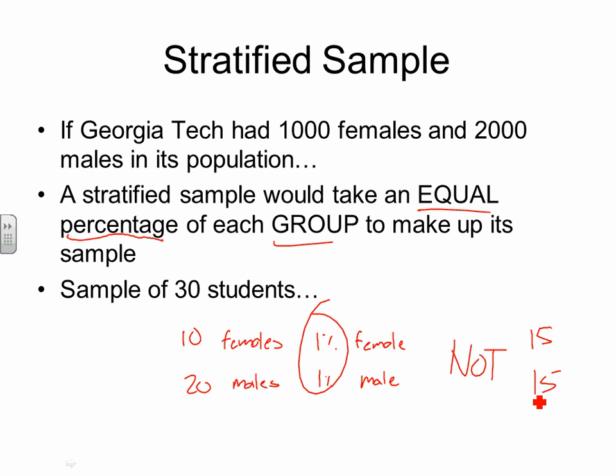Because that would unbalance the distribution of the groups. We have 2/3 males and 1/3 females. We want to make sure in our sample 2/3 of them are males and 1/3 of them are females. So we would take a specific percentage of both populations to make sure we had the right sample of the students. Okay.